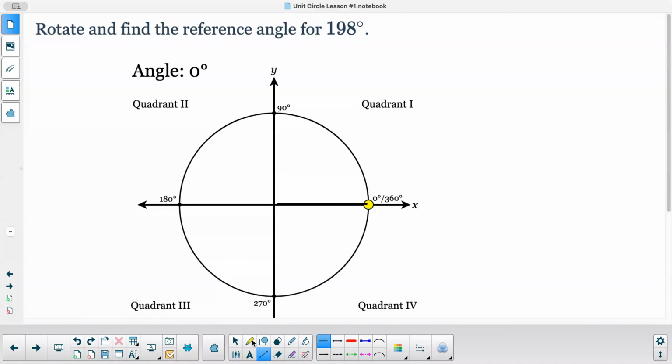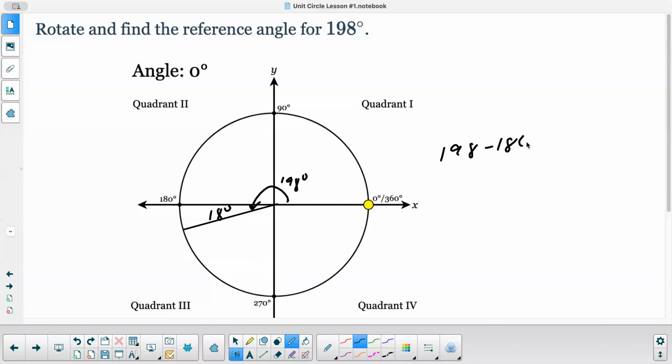All right, here's another one. 198. So 198, there's 90, there's 180. 198 is about 18 degrees past there. So there's your angle here, 198. So that's an 18-degree reference angle. So it's 198 minus 180.